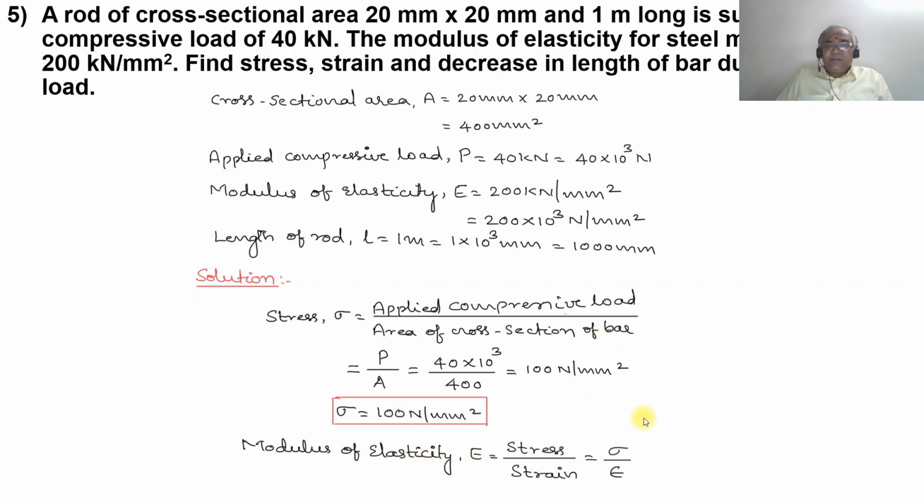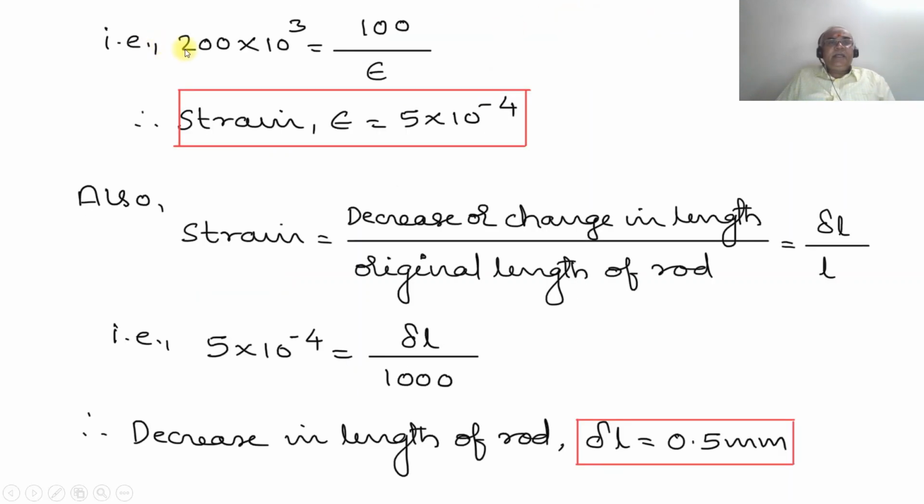You know the value of stress, which is 100. We know the modulus of elasticity, it is 200 into 10 to the power of 3. Therefore, epsilon, that is the strain, is given by sigma by E. Sigma is 100 Newton per mm square divided by 200 into 10 to the power of 3 Newton per mm square. Therefore, strain epsilon is given by 5 into 10 to the power of minus 4 on simplification.